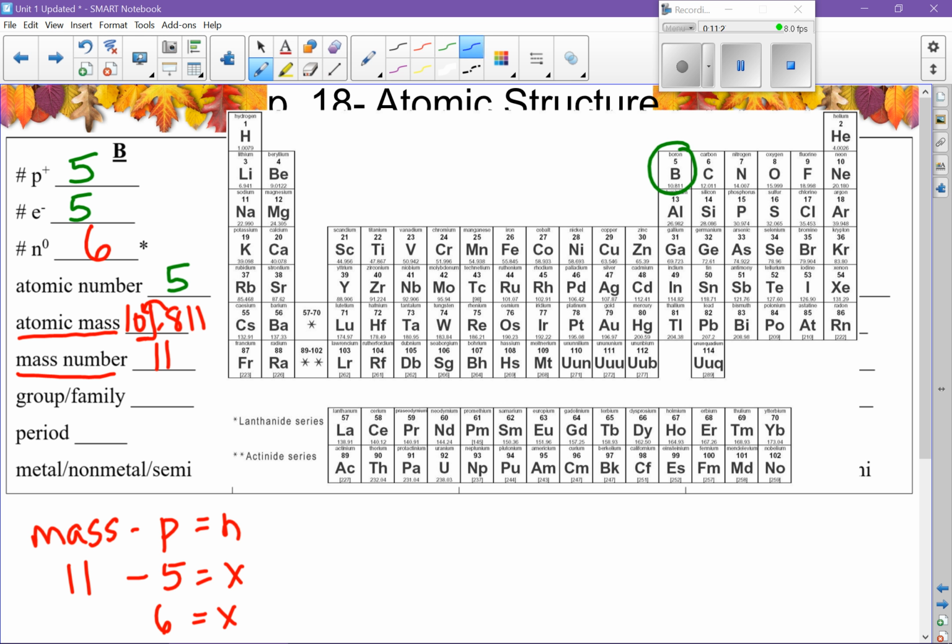Alright, the group and family, remember, group and family is column, up and down. This is 1, 2, 3, 4, 5, 6, 7, 8, 9, 10, 11, 12. Group or family 13. The period is the row across. So 1, 2, second row down, so period 2. And then we have to figure out, is it a metal, a non-metal, or a semi-metal? So remember your zigzag is here. If it's touching that zigzag line, which boron is, it is a semi-metal or metalloid.